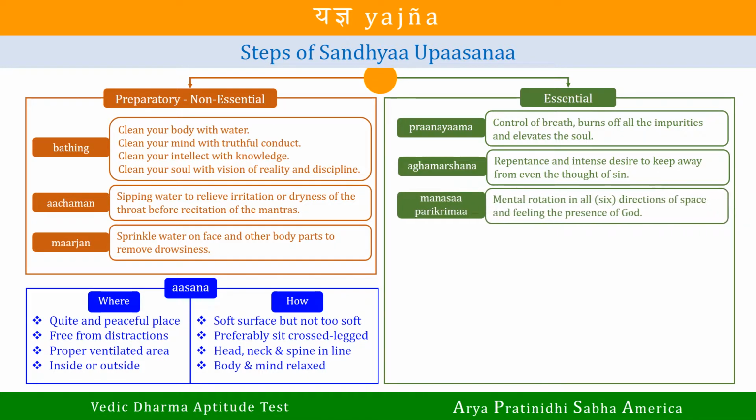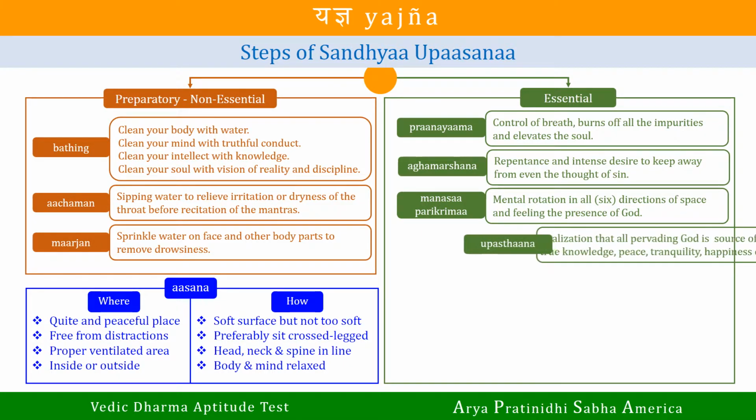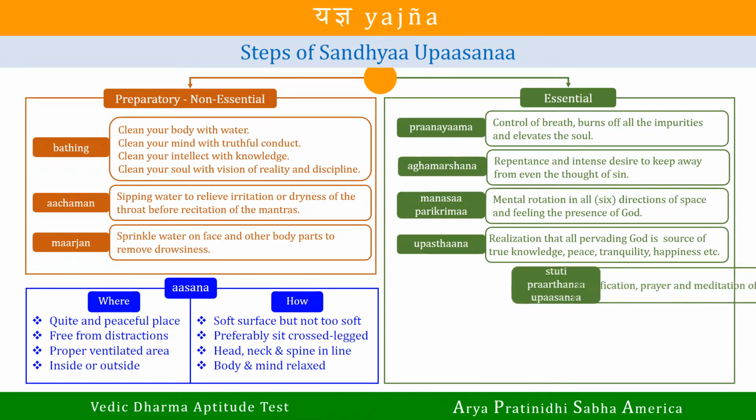Next comes mansa paramikrama mantra. Mental rotation in all directions of space and feeling the presence of God. Seventh is Upasthan mantra, realizing that all-pervading God is the source of true knowledge, peace and tranquility, and happiness. Then comes Stuti, Prarthana, Upasana.